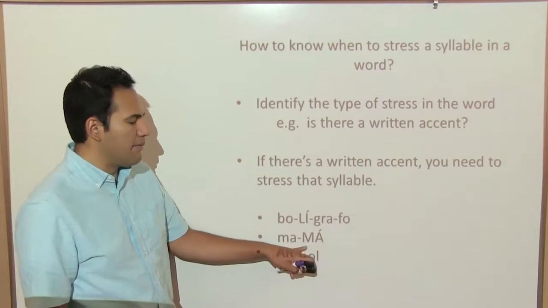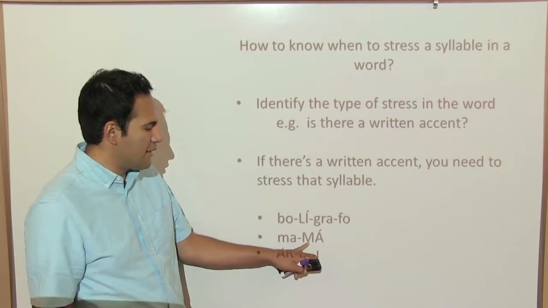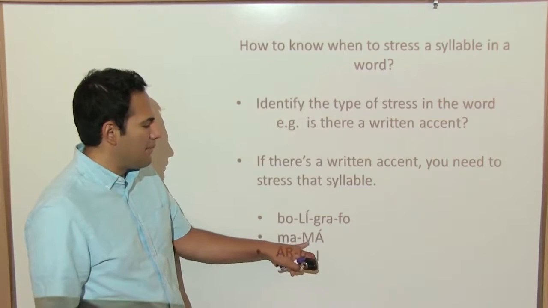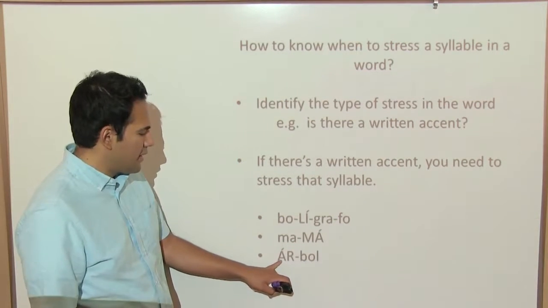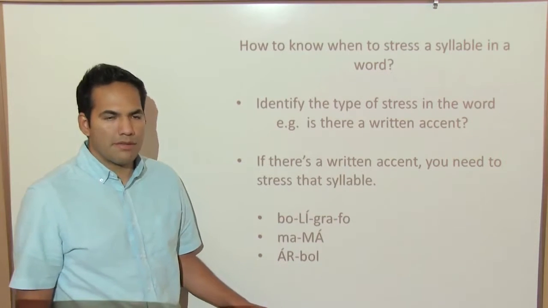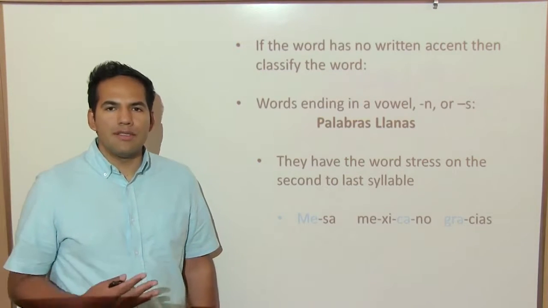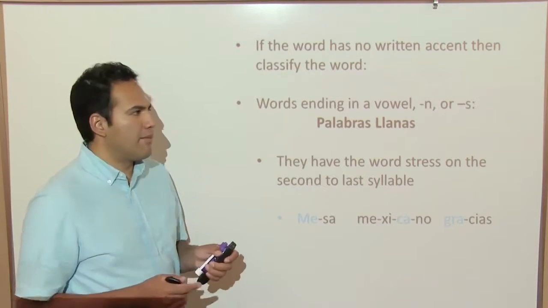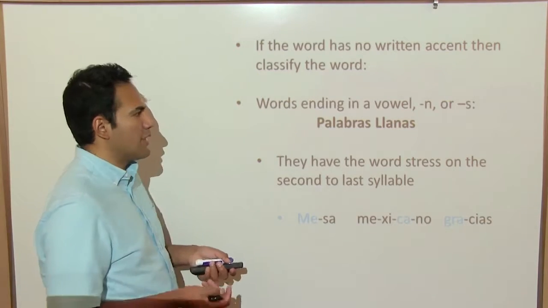The next one is mamá, or mother. We have the written accent on the last syllable, so that's what we're going to stress. Mamá. And then the next one is árbol, or tree. We have the accent mark on the first syllable, so that's what we're going to emphasize, árbol. Okay? But second, if the word doesn't have an accent on it, we're going to categorize the word depending on which one it is.